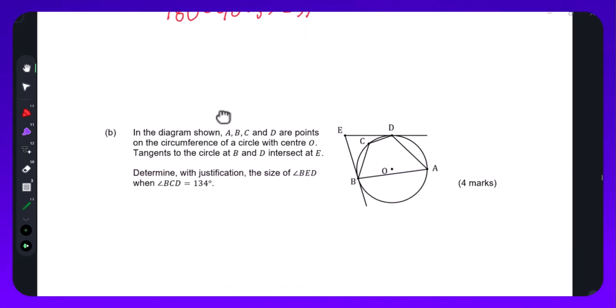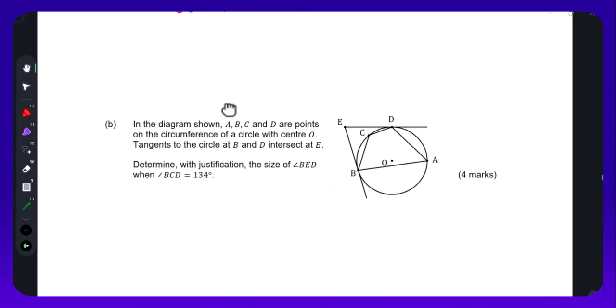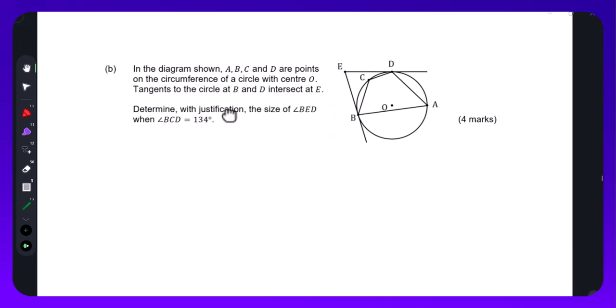Then, when we come down to B, they've got points on the circumference of a circle with center O, tangents to the circle at B and D intersect at E. Determine, with justification, the size of the angles. So first let's mark down some things that we know. Okay, so I've written down the angle we know, and I've highlighted in purple the angle that we need to find out.